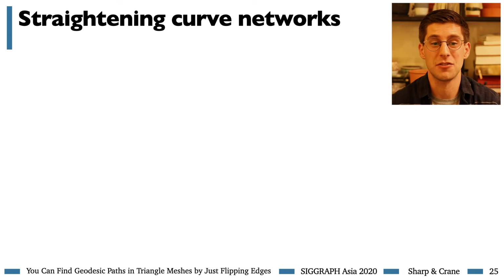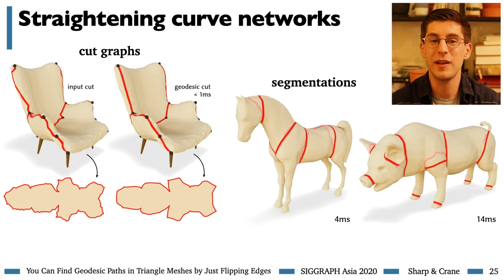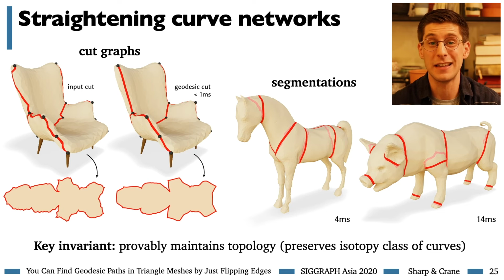We can also make the jump to straightening networks of curves and loops along edges, which show up very frequently in geometry processing. For instance, when cutting a shape to flatten it, we can easily make the cuts geodesics rather than jagged paths along the input edges. Or we can straighten the boundaries of a segmentation to be nice, smooth curves. The key property of our algorithm, which makes it uniquely well suited for these tasks, is that it provably guarantees that the topology will not change. And that's really necessary for these applications to make sense.